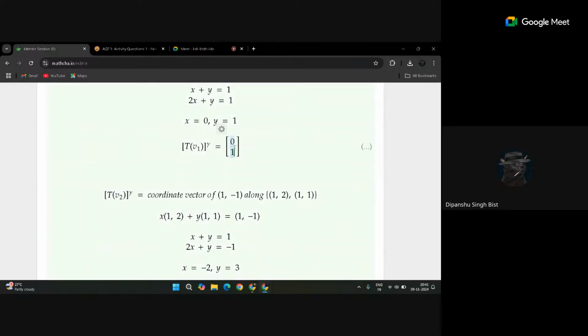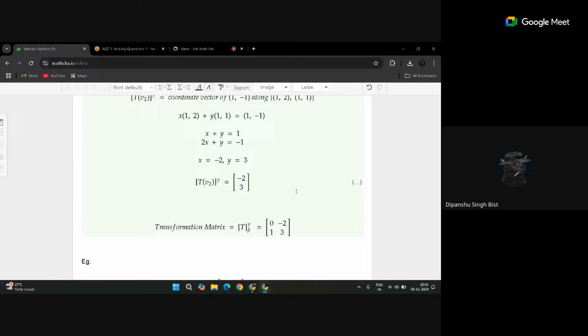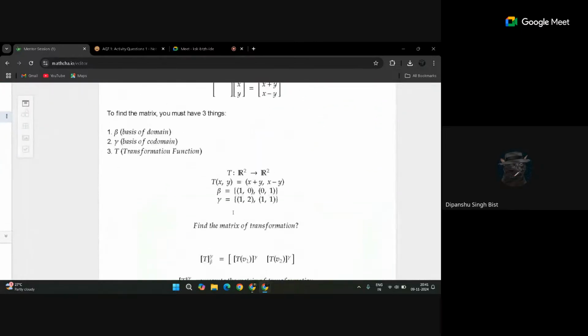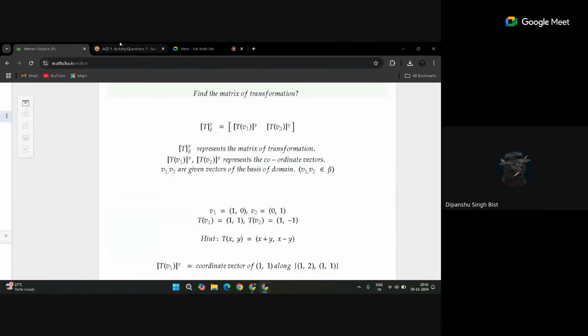So I did that. 0 comma 1 became the first column of my transformation matrix, and minus 2 comma 3 became the second column of my transformation matrix. So that is how you determine the transformation matrix given the basis of domain and codomain.